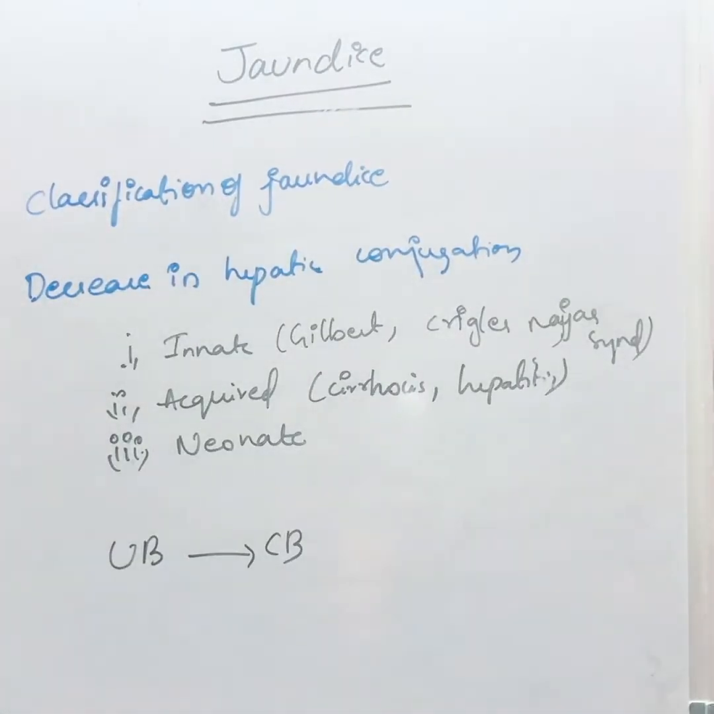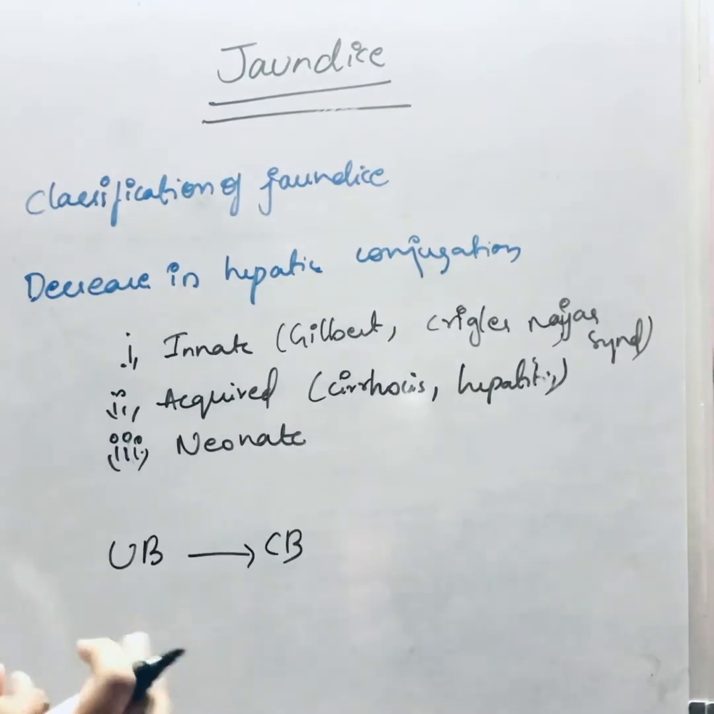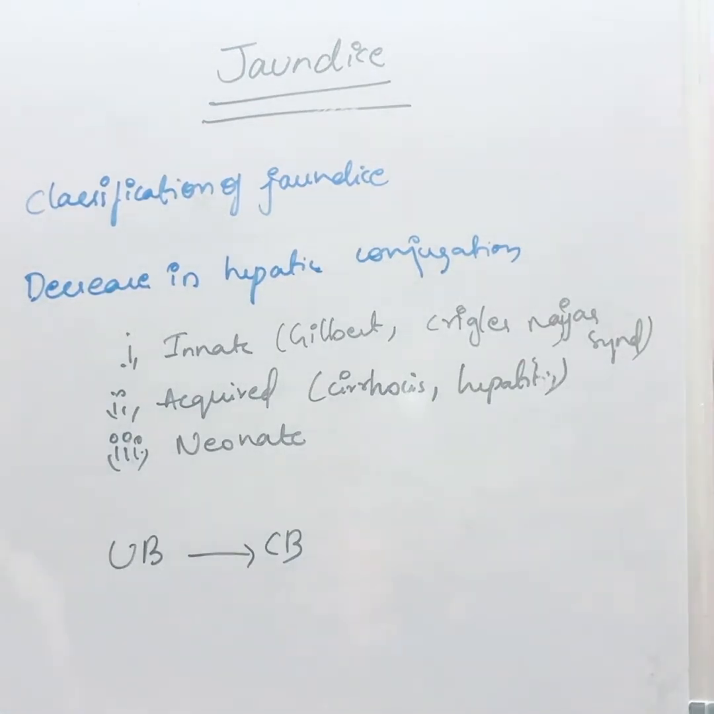Third one is the most important one. Here the hepatic conjugation is decreased. There are three reasons: innate, acquired and the neonatal jaundice. Here the hepatic conjugation is decreased. That is nothing but unconjugated bilirubin is not converted to conjugated form.